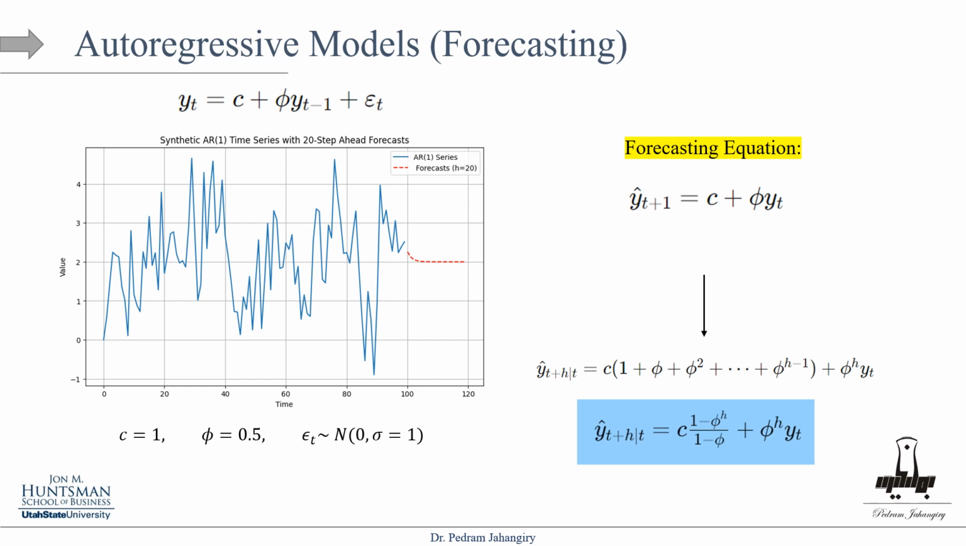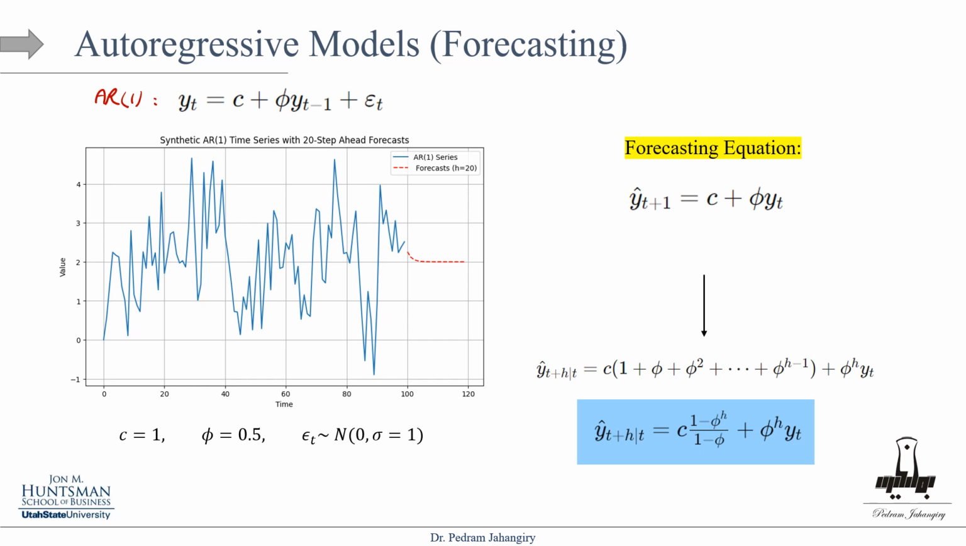Okay, now let's talk about the forecasting equation for autoregressive models in general. I'm going to stick to a very simple version of that when the order is 1. So this is our AR(1) model: y_t is equal to c plus phi times y_{t-1} plus epsilon_t. And then this is our forecasting equation.